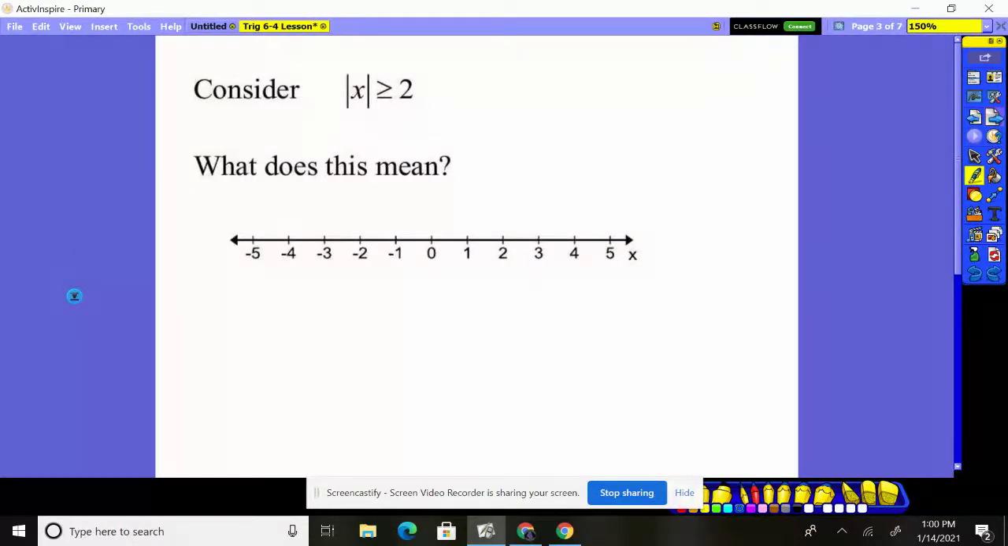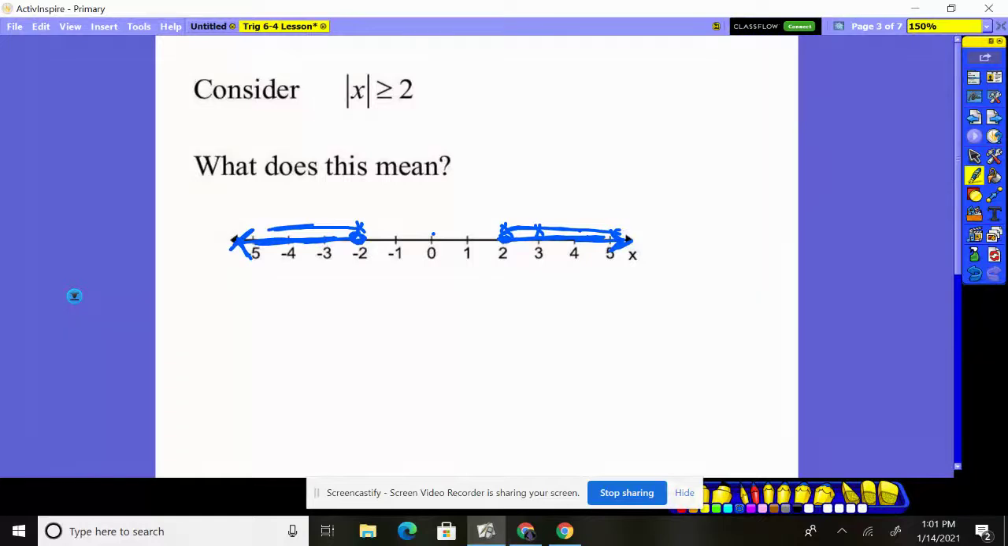Now, let's use the same reasoning. It says, consider the absolute value of X is greater than or equal to 2. So we're here. We know 2 away is here and here. But it wants to make sure you're 2 or more away. Well, 3 would work. Basically, everybody going that way and everybody going that direction. Every point from here that way or from here that way would be 2 or more away from 0.